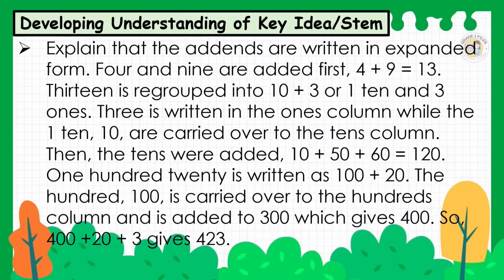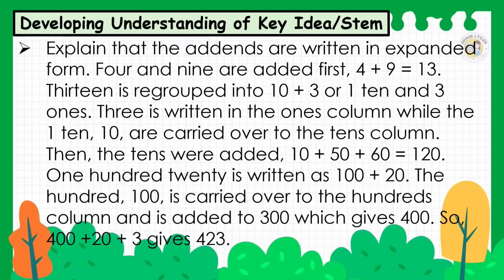The addends are written in expanded form. 4 and 9 are added first. 4 plus 9 is equal to 13. 13 is regrouped into 10 plus 3, or 1 ten and 3 ones. 3 is written in the ones column while the 1 ten is carried over to the tens column.